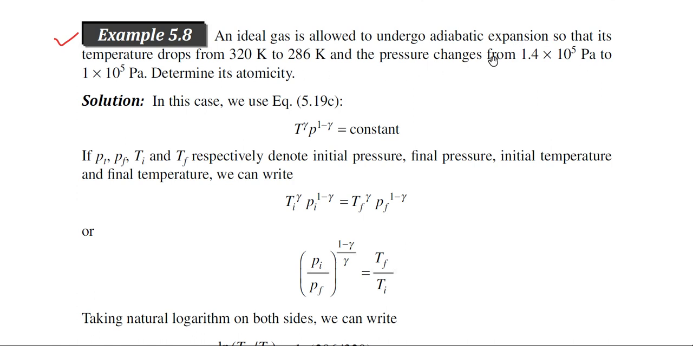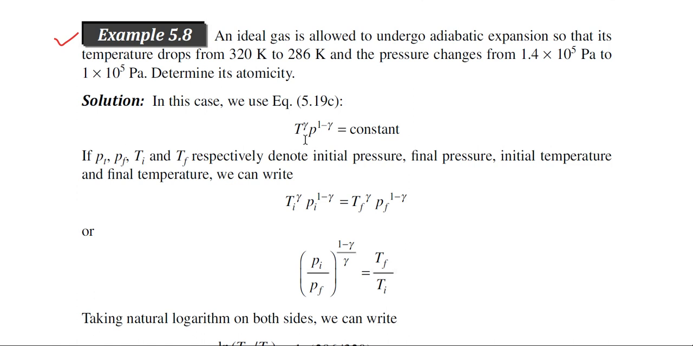And here, as it is expansion, the temperature drops. In the previous problem, temperature increased, but here temperature drops from 320 Kelvin to 286 Kelvin, and this is the change of the pressure. So, two different types of data are given involving temperature and pressure. So, we will use the TP relation, that is the temperature-pressure relation, for an adiabatic process.